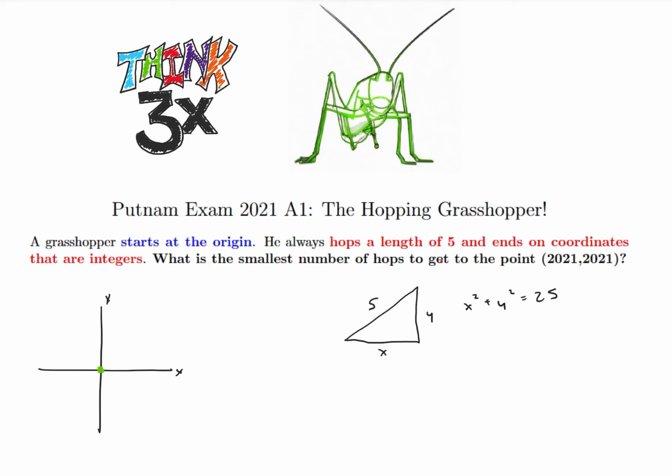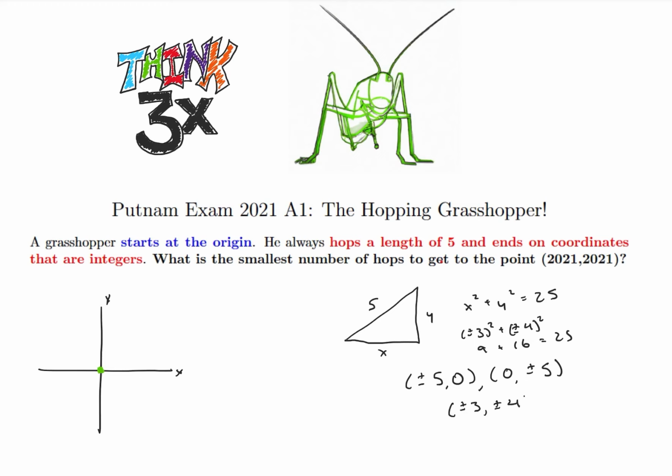So clearly, we could have x or y be equal to positive or negative 5. So positive, negative 5, comma 0 will work, and 0, comma positive, negative 5 will work. But we could also have a 3, 4, 5 triangle. If I have positive, negative 3 squared plus positive, negative 4 squared, that's going to be 9 plus 16, which is also 25. So I could also have any of the positive, negative 3, positive, negative 4, or positive, negative 4, comma positive, negative 3.